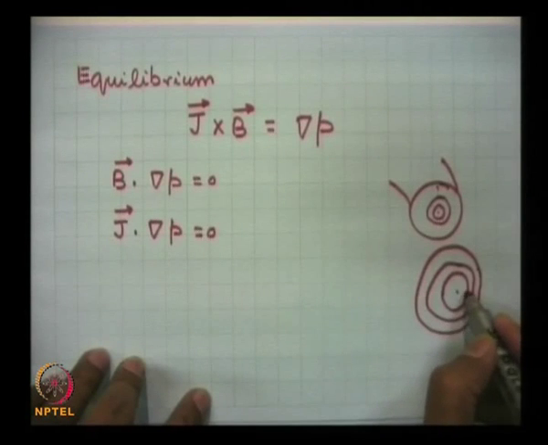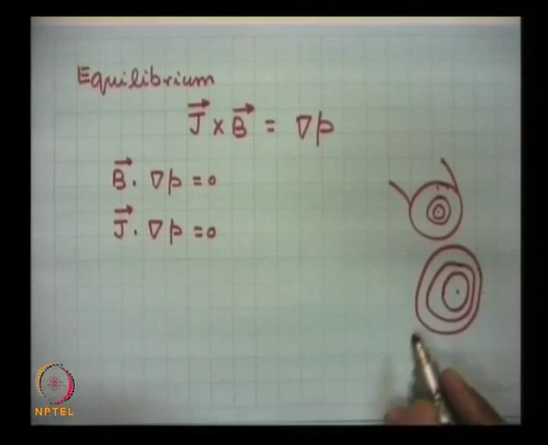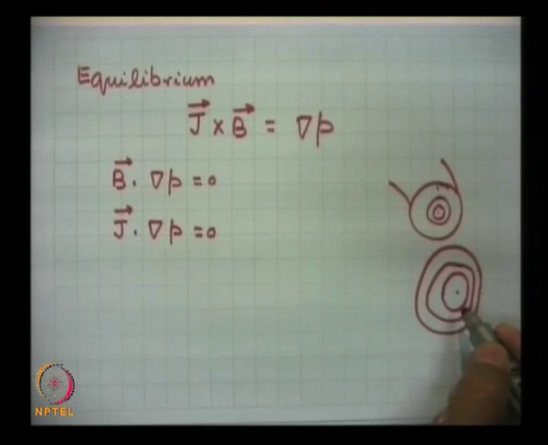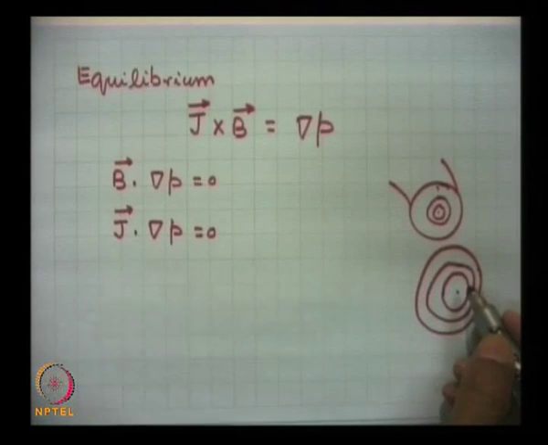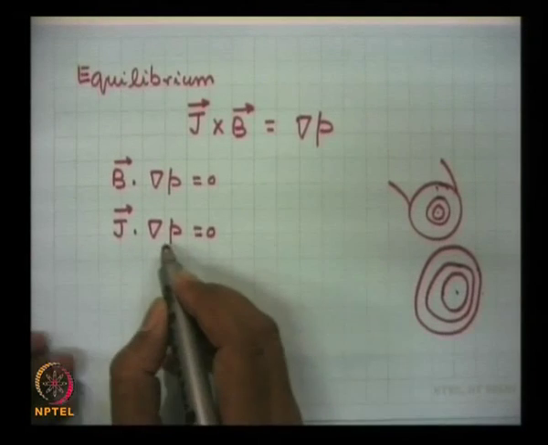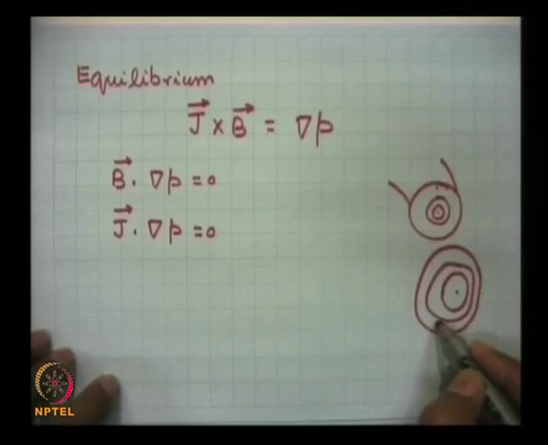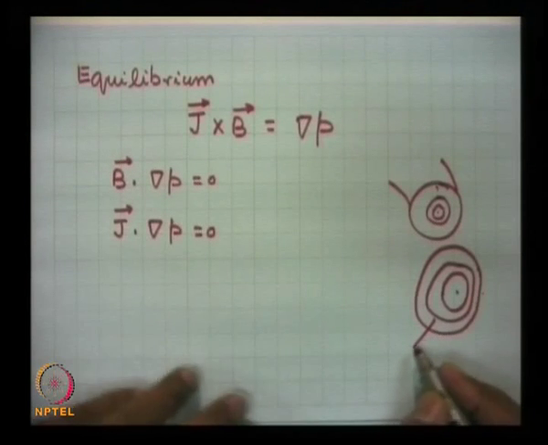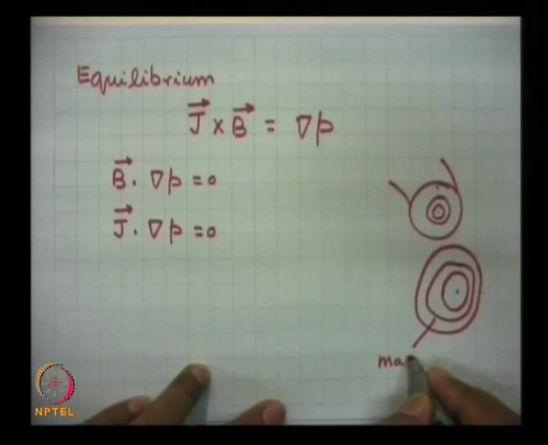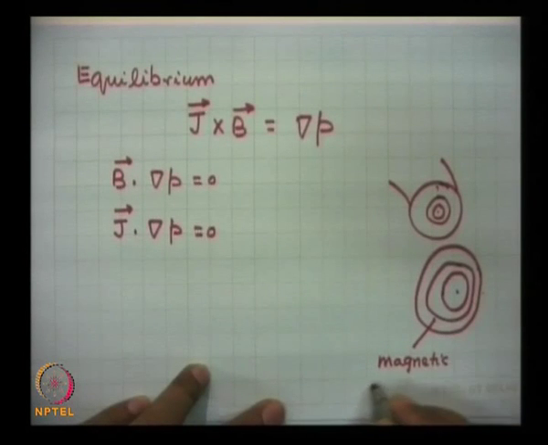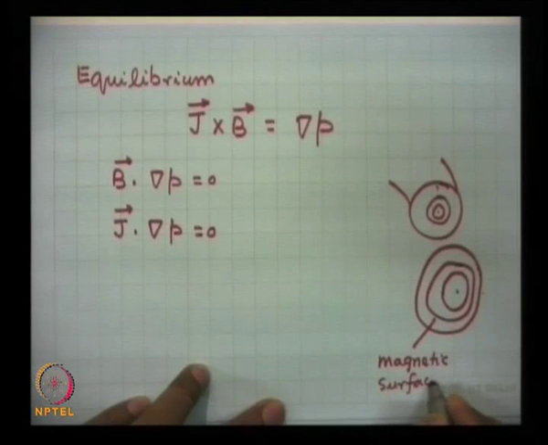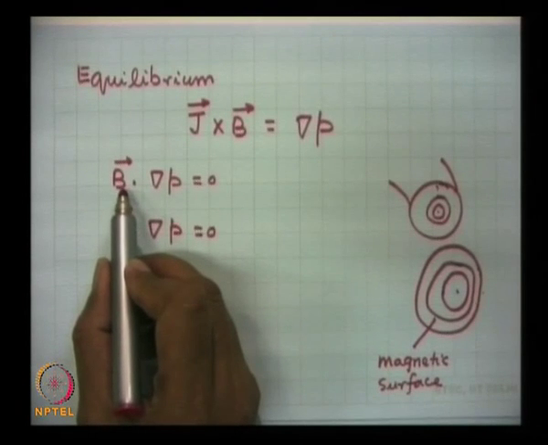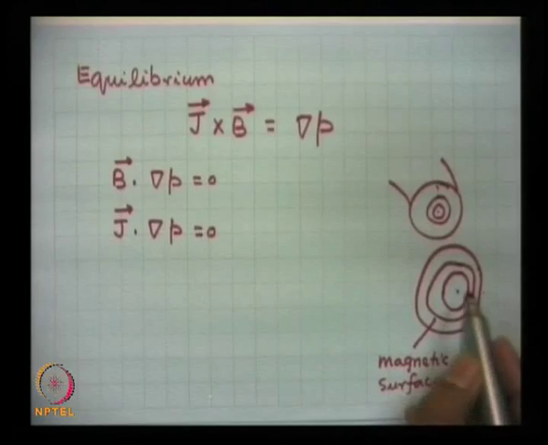The surfaces may be coming close to each other here, they may be farther from here. But they cannot cut each other. So if I have any surface of constant pressure on the cross-sectional plane, a plane perpendicular to phi cap, then J and B must lie on this surface. The surface of constant pressure will also be a surface of constant B because B field will be lying parallel to that. So this is called magnetic surface. So first of all, we are saying that B will lie, the lines of force will always be tangential to the surface of constant pressure.